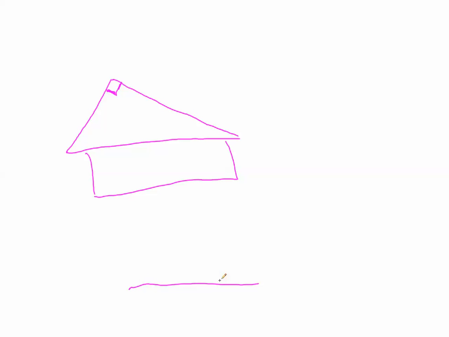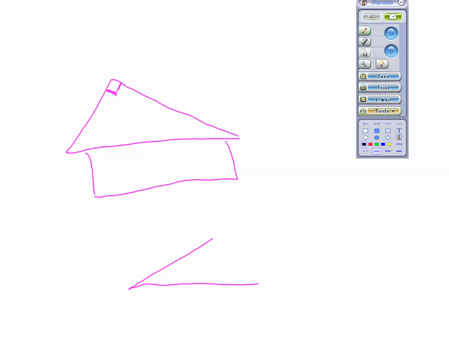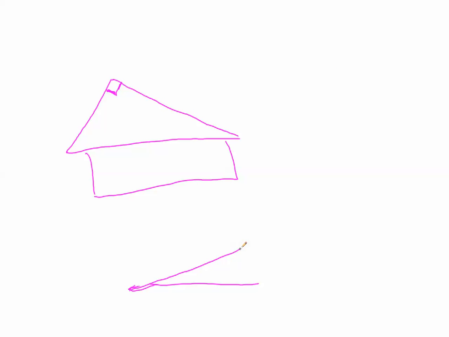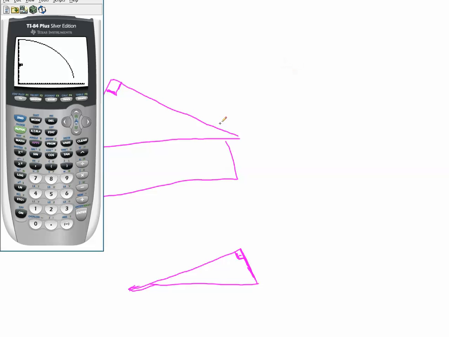The angle might change depending on the length. If I make this really long, then I'm going to need to make this really short in order to still form that 90 degree angle. So that's the reason we're seeing this behavior. That's just based on the relationship of the Pythagorean theorem: for every additional increase in x, y, this dimension, actually drops very rapidly, right?